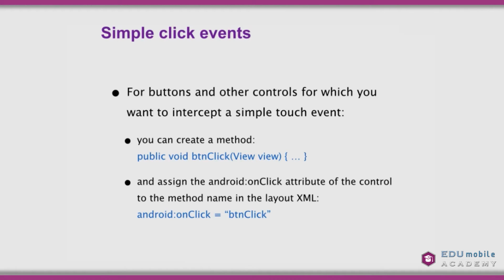And then we can simply assign the android:onClick attribute in the layout XML for that control. And when that control is clicked, tapped, touched simply, then that method will be fired. We've already seen this approach. It's the very simple way to handle click events. It is, however, only valid for click events only. So keep that in mind.